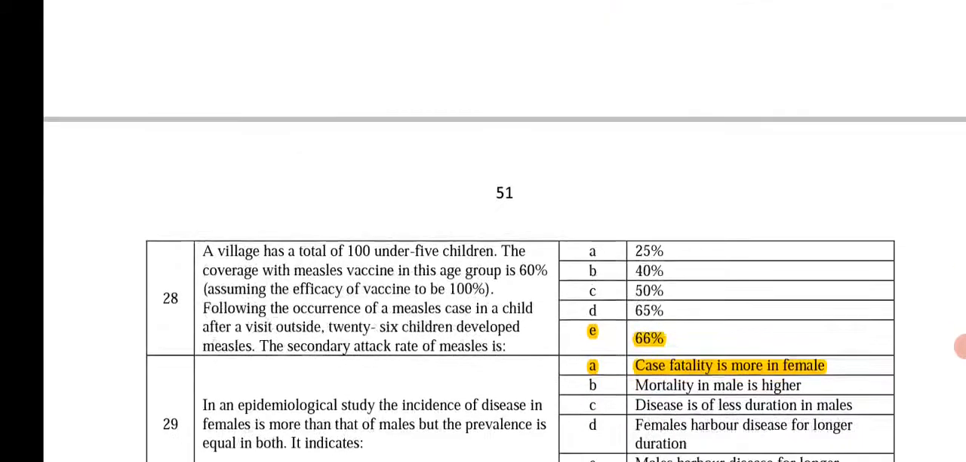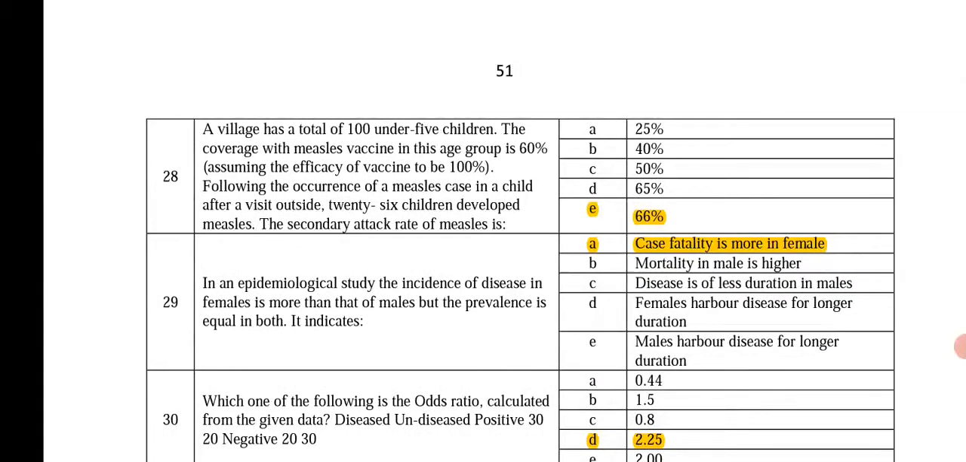20%. A village has a total of 100 under-5 children. The coverage with measles vaccine in this age group is 60%. Assuming the efficacy of vaccine to be 100%, following the occurrence of a measles case in a child after a visit outside, 26 children develop measles. The secondary attack rate of measles is 66%.